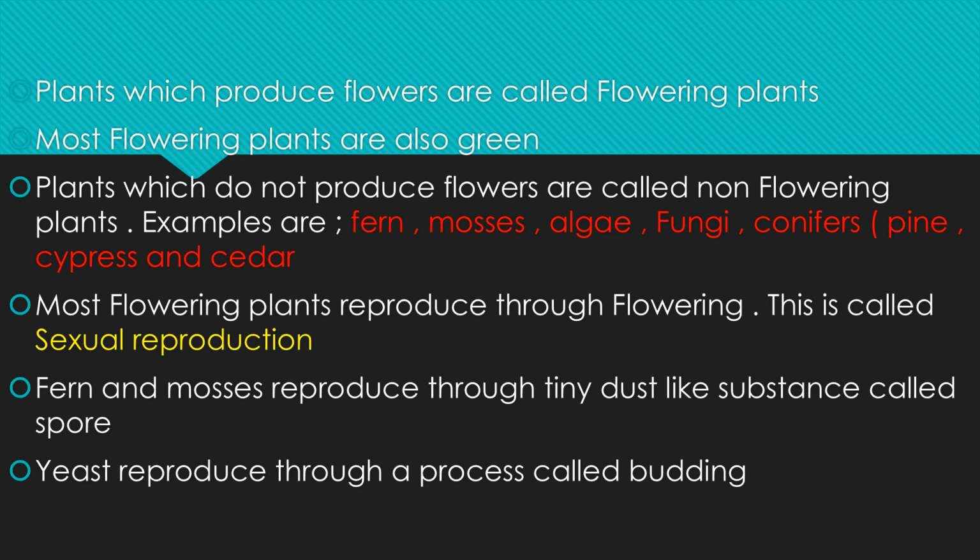Most flowering plants reproduce through flowering. This is called sexual reproduction. Pupils, ferns and mosses reproduce through a tiny dust-like substance called spore. Yeast reproduce through a process called budding.